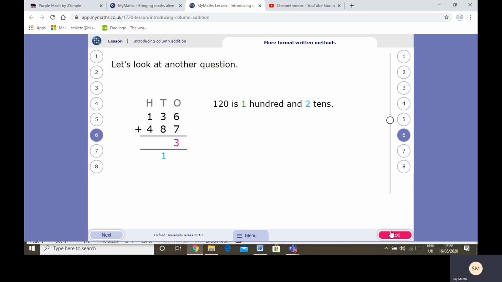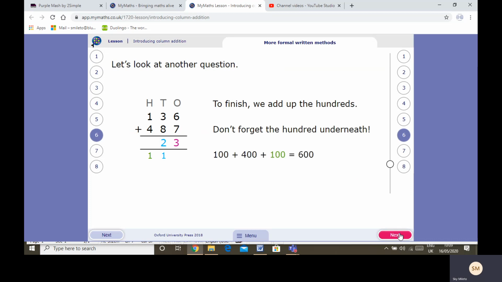So the 1 in 120 is 100. So it can't go in the tens column. The 2 will go in the tens column, and the 1 will go in the hundreds column, or underneath or above. Now we need to add up the hundreds, but we cannot forget the 1 underneath. 4 plus 1 plus 1, 600. So our answer is 623.